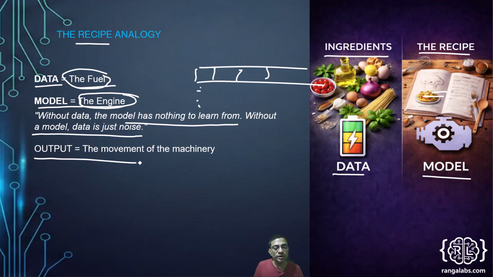Output is the movement of the machinery. So if the machinery moves, then you get the movement. If you give a query to the model and it gives you the reply, that means the data is already fed into it, the model has read it, it knows what to do with your query and then gives you the result. In case of ingredients and recipes, it gives you the finished dish because you have the recipe and the ingredients.